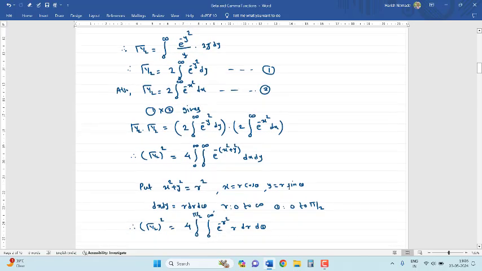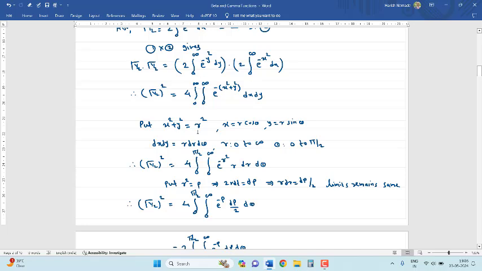Again here we have that substitution. So put x square plus y square equal to r square. So here we have the polar coordinates, that is x is equal to r cos theta, y is equal to r sin theta. So dx dy is equal to r dr d theta. Since r is running from 0 to infinity, here theta is running from 0 to pi by 2. So therefore we have gamma 1 half bracket square equal to 4 times integration from 0 to pi by 2 into integration from 0 to infinity e raised to minus r square into r dr d theta.